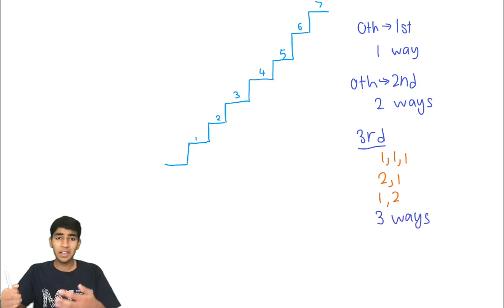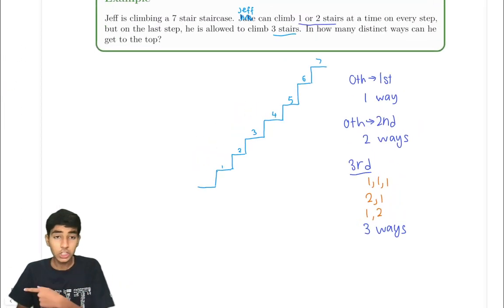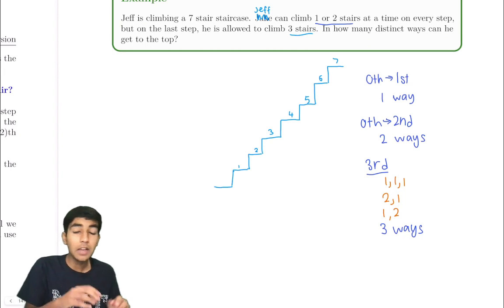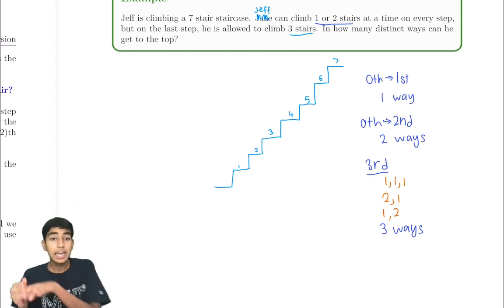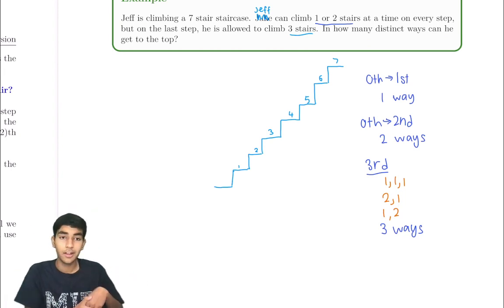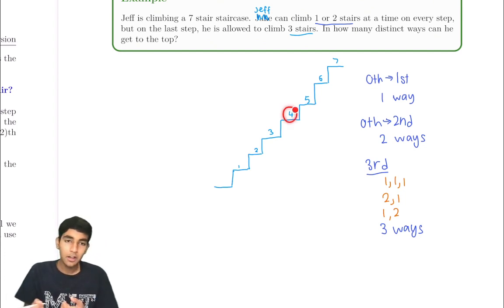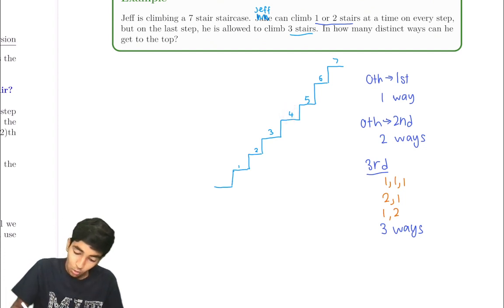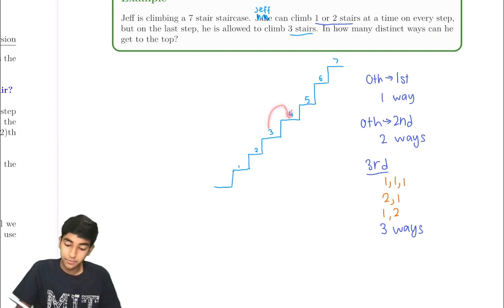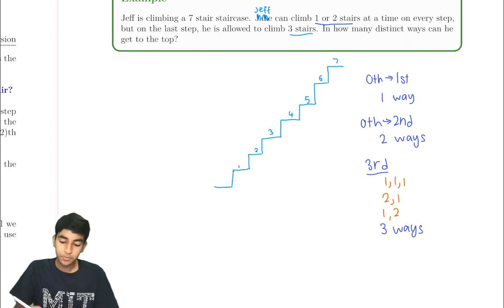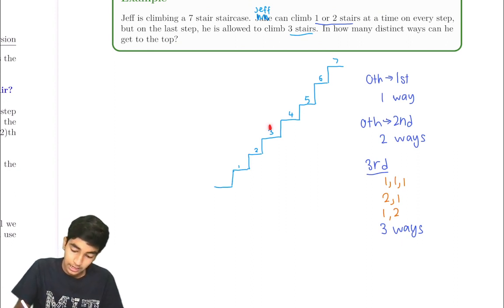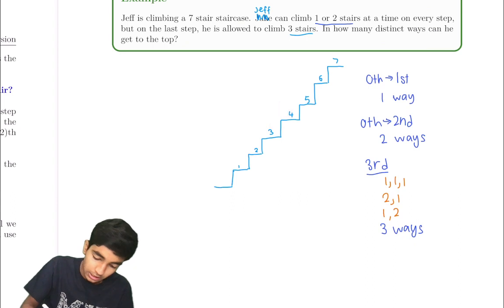Cool. And beyond this, it's going to become way too hard to casework. So the idea behind recursion is you find the number of ways to go to the 4th step in terms of the previous values. How might we do that? So here's the thing. To go to the 4th step, we either must take 1 stair from the 3rd step. So to reach the 4th stair, Jeff starts at the 3rd stair and takes 1 step. That's 1 way. So let's write that.